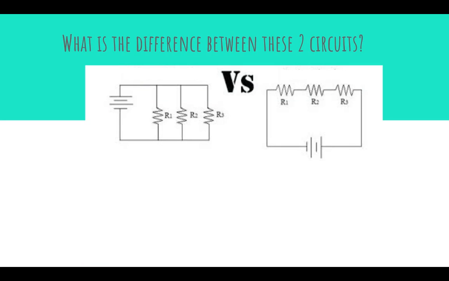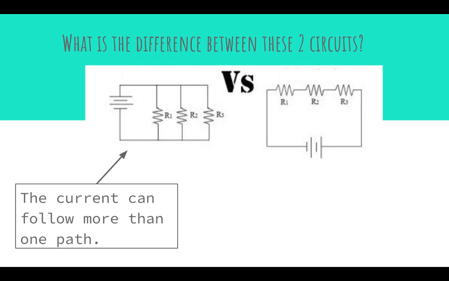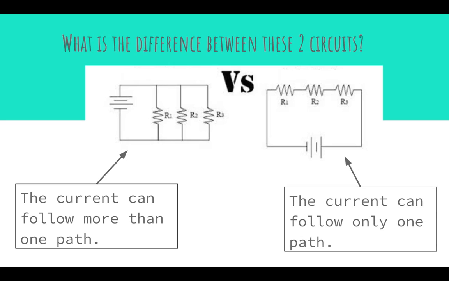It says, what is the difference between these two circuits? So if we look at these two circuits, the one on the left is what we consider to be a parallel circuit, and the one on the right is a series circuit. Okay. So in a parallel circuit on the left, the current can flow more than one path. So it has different choices of which direction that current can flow. Okay, where in a series circuit, the current can only flow through one path.